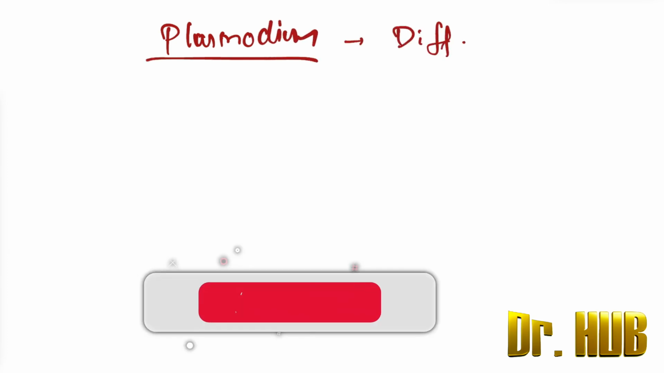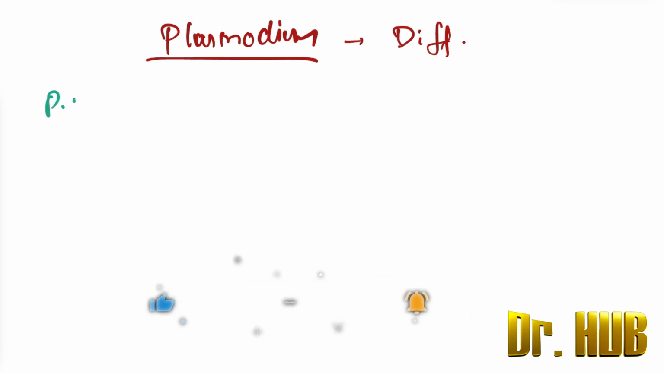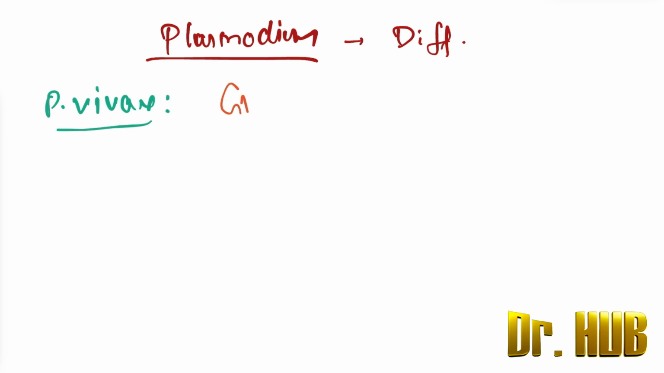Now we look at the Plasmodium species, and we're going to compare and differentiate each of them. First we start with Plasmodium vivax. Plasmodium vivax was discovered by Grassi and Feletti.